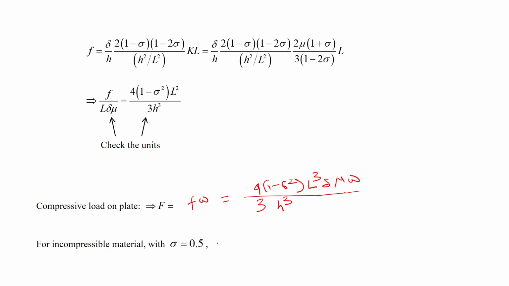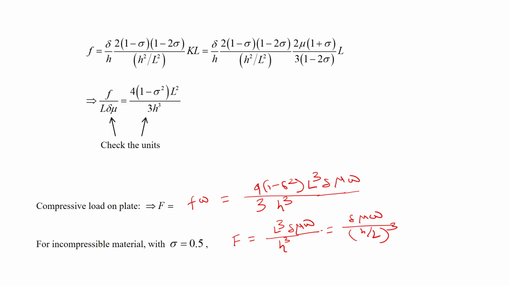For an incompressible film sigma is equal to half. So, it is 1 by 4, 3 by 4. So, that gets cancelled. So, here I have L cube by h cube and delta into mu into omega. So, this is the expression that I get. So, you see this means that this is delta and this is mu and this is omega by h by L whole cube.